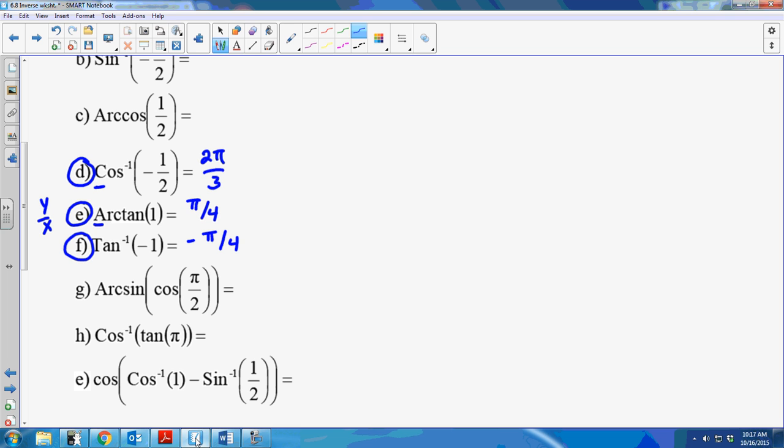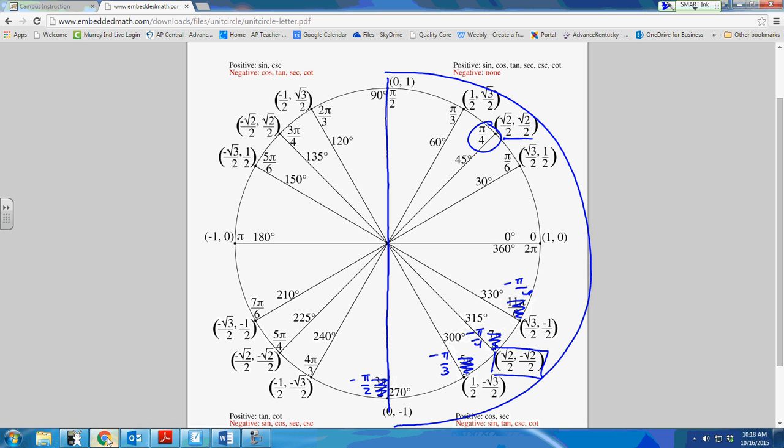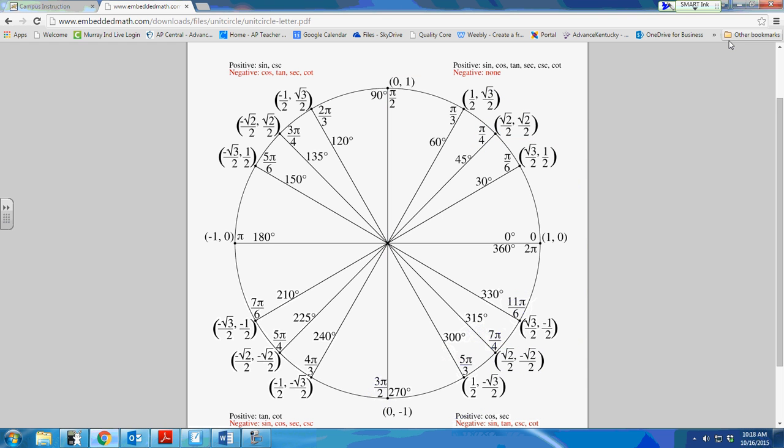Okay, questions about that one? Let's do one more. Let's do G. This just has 2 parts. It says to find arc sine, capital A, of whatever cosine of pi over 2 is. So we're just going to find cosine of pi over 2 first. It's lowercase cosine, so it doesn't matter anything about the domains. We're just finding cosine of pi over 2. So what is cosine of pi over 2? 0.